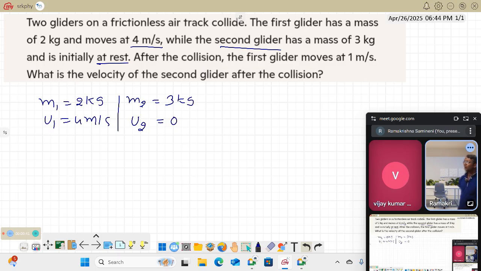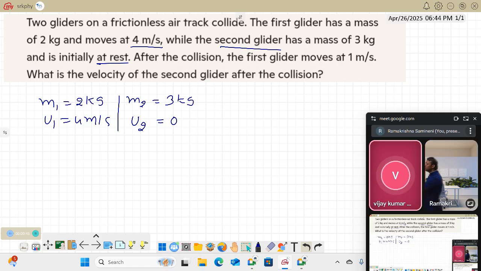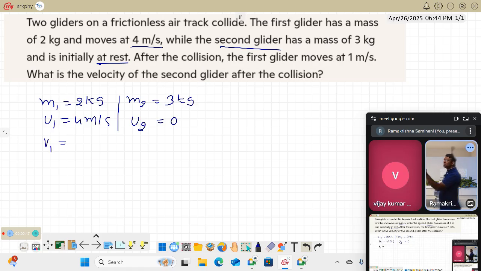After the collision, the first glider's velocity v1 is 1 meter per second. What is the velocity of the second glider? They are asking us to find the v2 value. So, conservation of momentum, what is the formula?